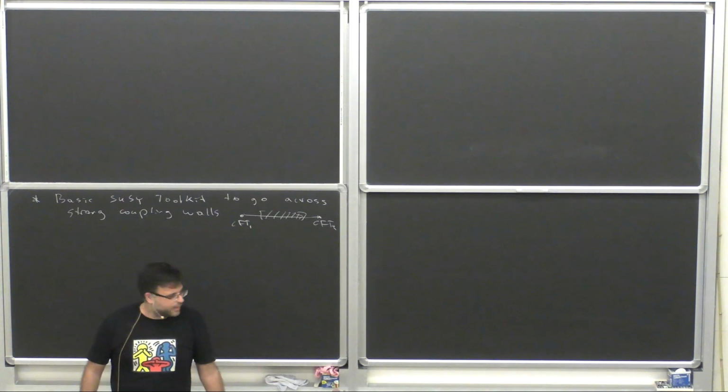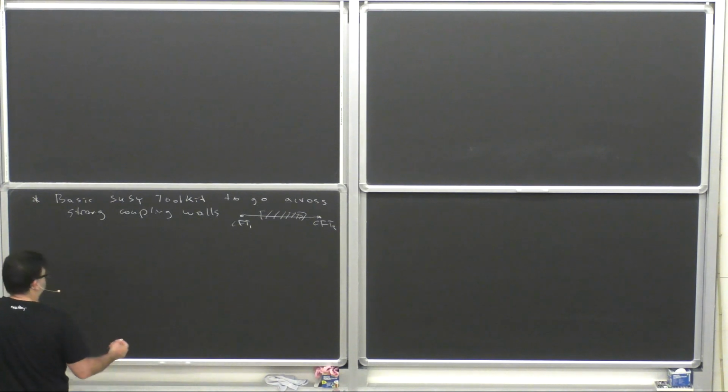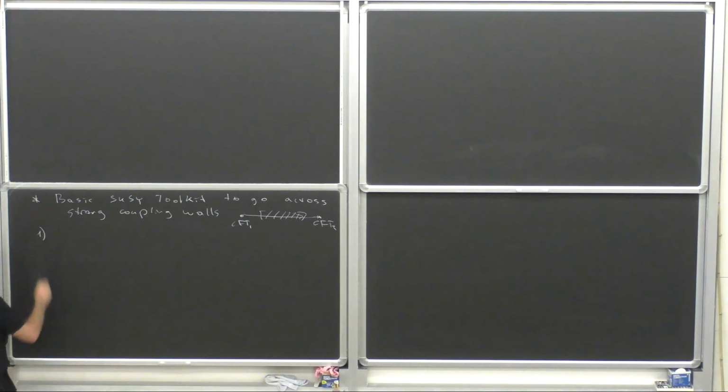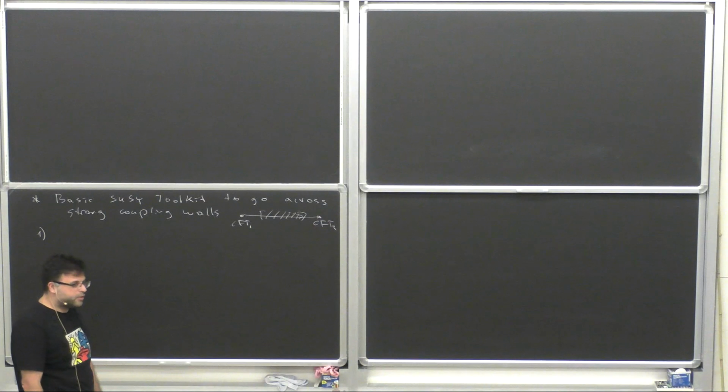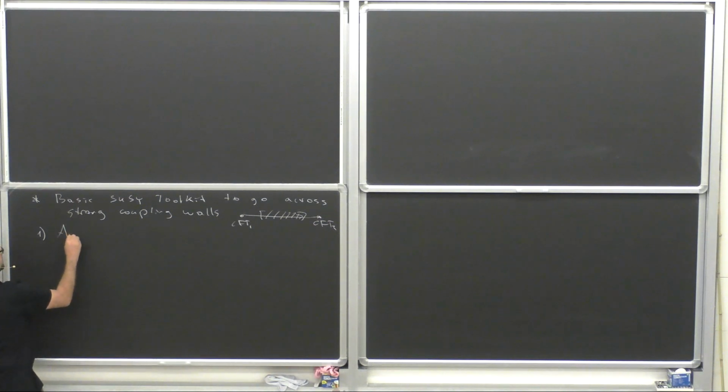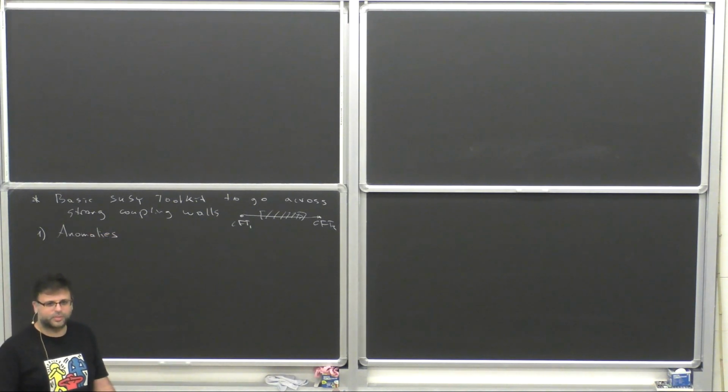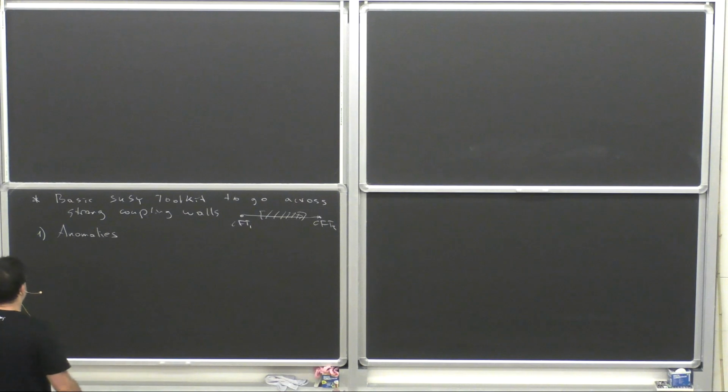And the number of tools that we have to do so is very limited. So tool number one is anomalies. Okay. Various 't Hooft anomalies. And this is not supersymmetric. This exists always. We don't need supersymmetry for that. Okay. And this is the basic, really the basic thing.